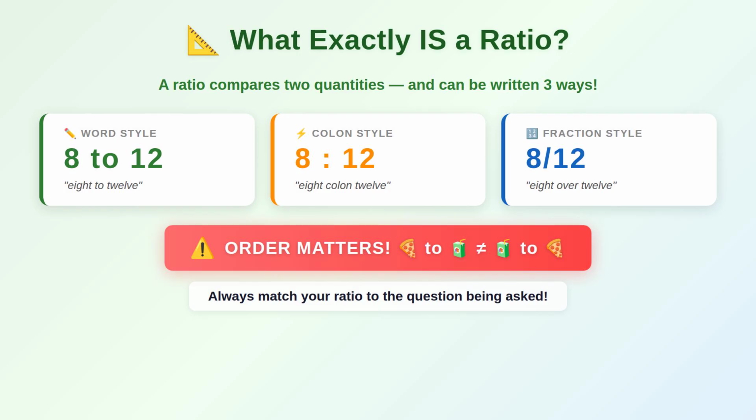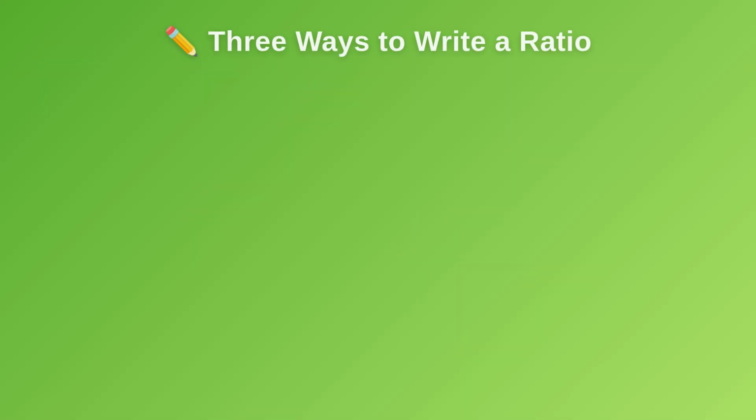Here's the cool part. You can write a ratio 3 different ways. You can write it with the word "to," using a colon, or as a fraction. All 3 mean the exact same thing. And here's a super important rule. Order matters. The ratio of pizza to juice boxes is not the same as juice boxes to pizza. Always match your ratio to the question being asked.